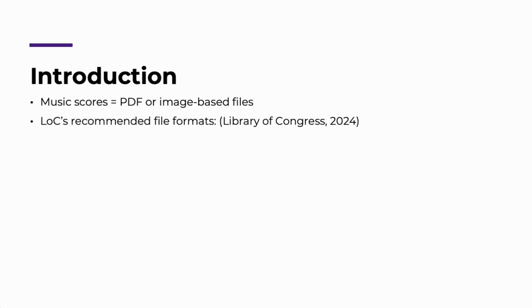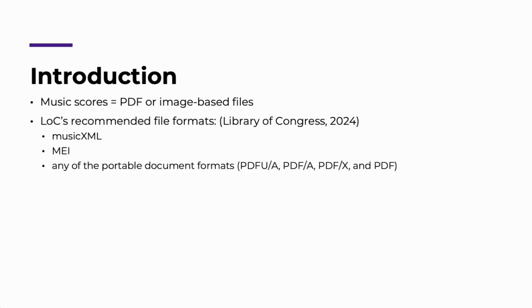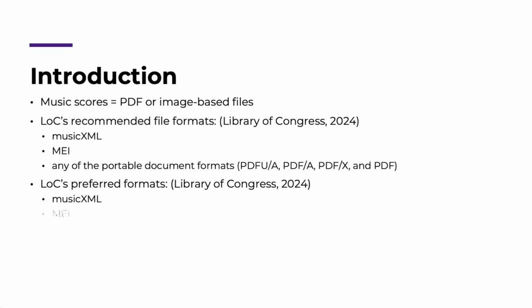When archives make music scores available digitally, it's usually as PDF or image-based files. The Library of Congress's recommended formats for music scores are, in order, MusicXML, MEI, and any of the portable document formats, including PDF/UA, PDF/A, PDF/X, and PDF. The preferred file formats are MusicXML and MEI. Right now, most score accessibility initiatives, including those backed by Choir Community, OpenScore, and the DAISY Consortium, are based on MusicXML. My workflow also creates MusicXML files, so it's compatible with those existing initiatives.